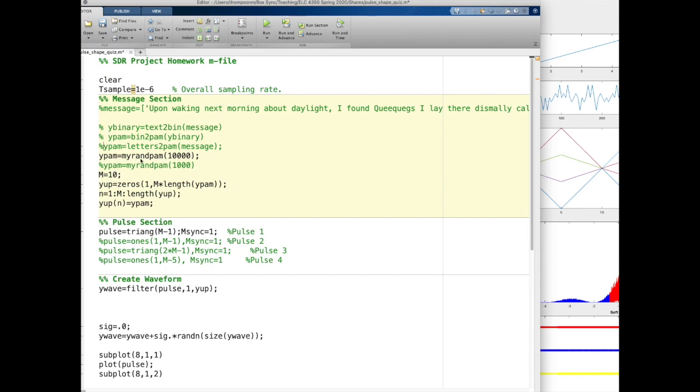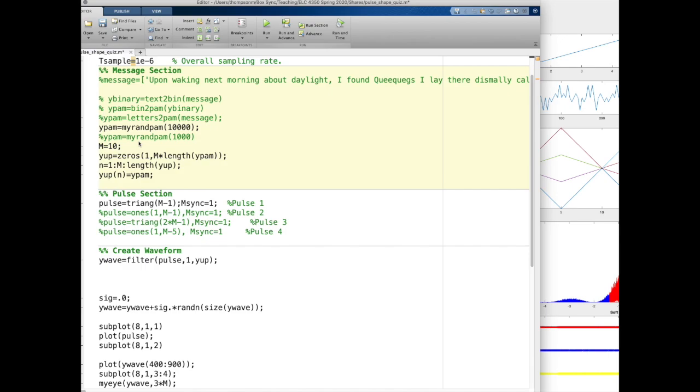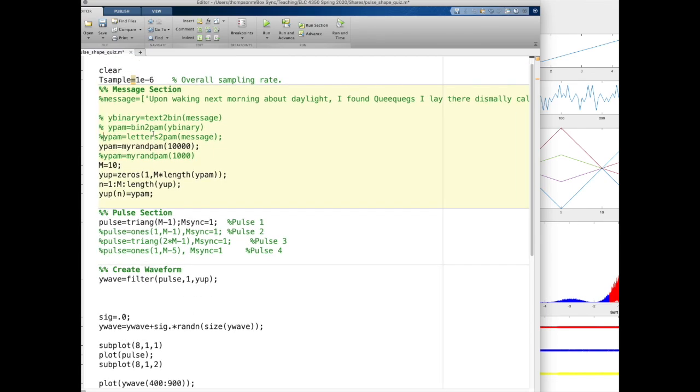All right, so we're doing random. Then for this code, we have an upsample factor of 10, which means for every symbol interval, I am sending 10 samples. So my overall sampling period is 1 times 10 to the minus 6th. 1 over the sample period gives you the sampling rate, so we have 1 megasample per second. This is just a parameter that we choose for speed of transmission. We can change that and everything scales accordingly.